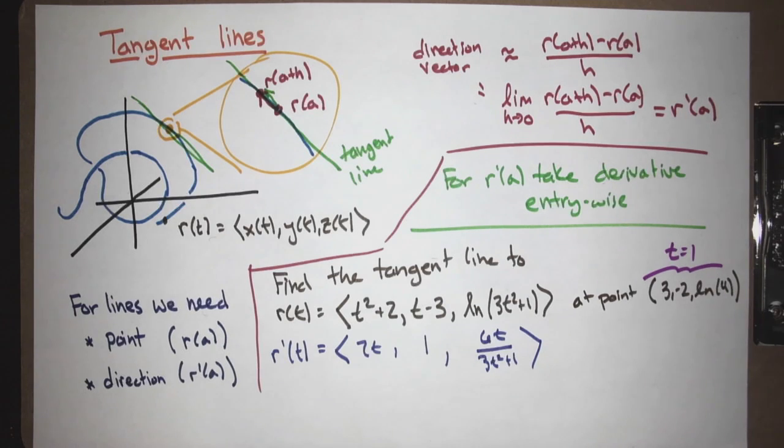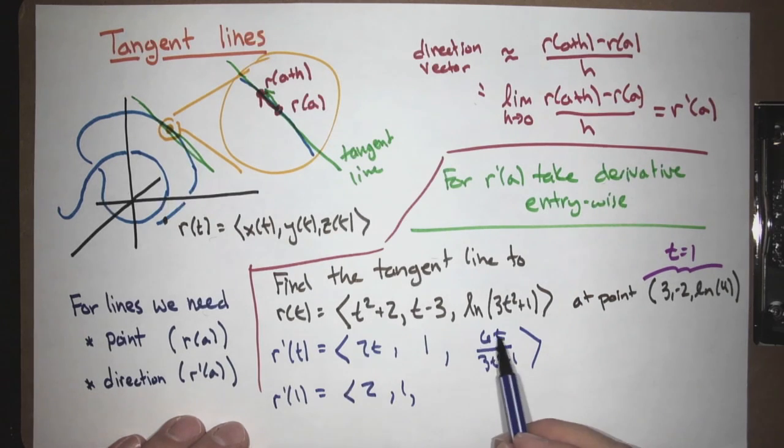Now, is this our direction vector, and why not? No, it's not our direction vector. Why not? Well, it's got t in it. What do we need to do with this? We need to plug in and evaluate. So it's not the direction vector until you've done your evaluation. Okay, so we plug in 1. r prime of 1 is 2, 1, that was easy, 6 over 4. 6 over 4 is the same as 3 over 2.